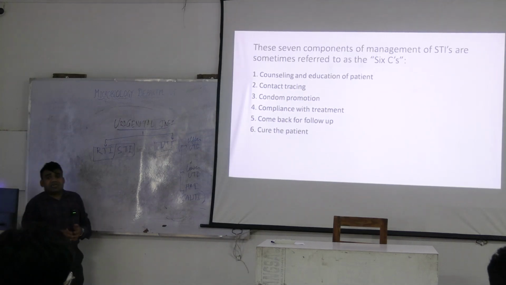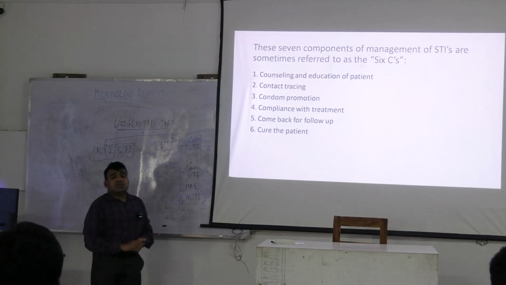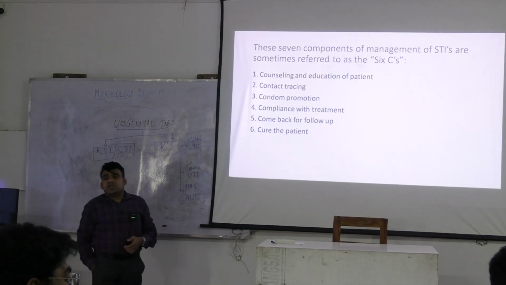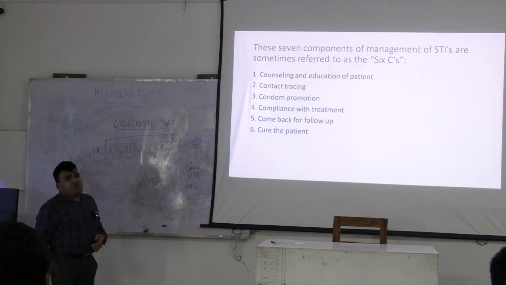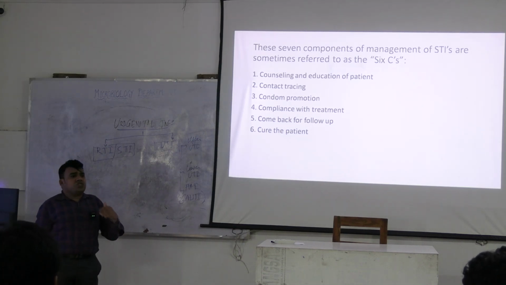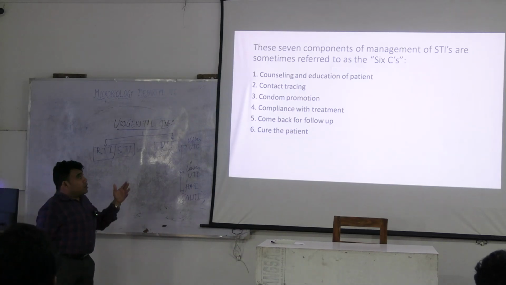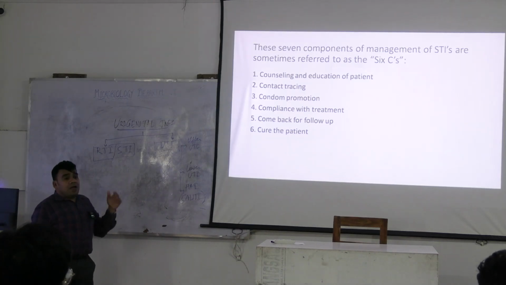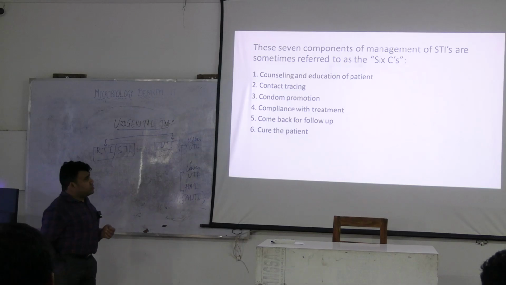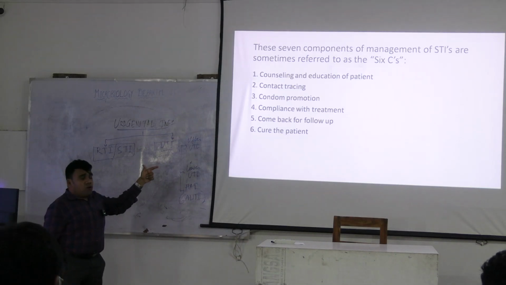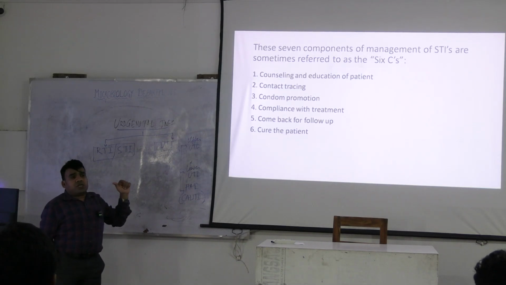Now, these are the 6 C's that you have to do. First is you have to counsel and educate the patient about sexually transmitted infections, how to prevent them. Then you have to do contact tracing. That means you have to also reach out to the partner of the patient. Obviously, you have to promote barrier methods of contraception, convince the patient to complete the treatment. Interruption of the treatment will lead to relapsing of the disease. To come back for the follow-up and to ensure the patient and the patient's partner is being cured.